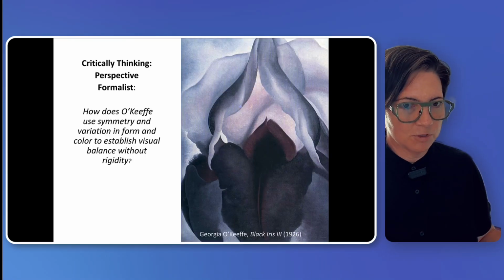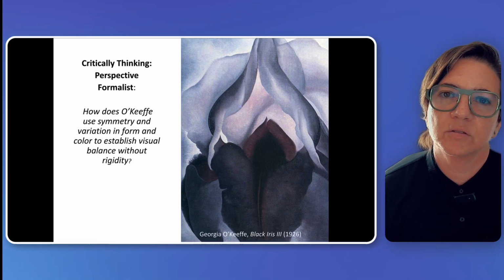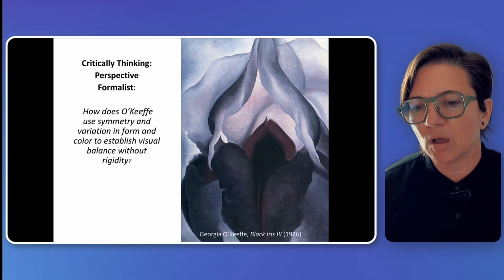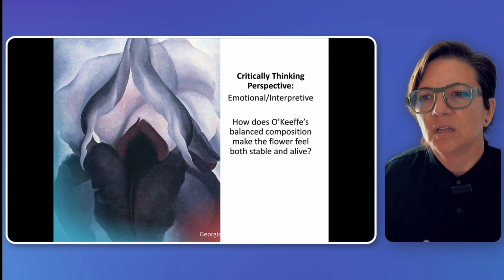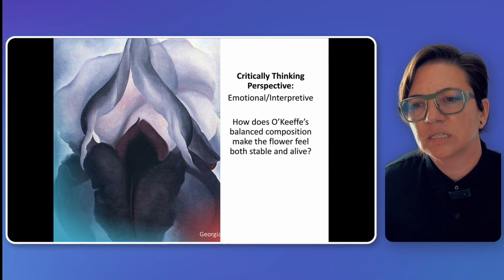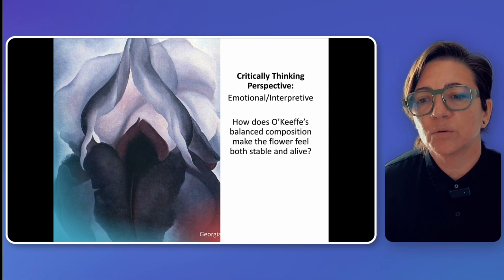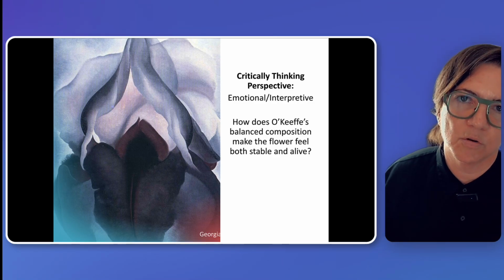O'Keeffe's formalist perspective would be, how does O'Keeffe use symmetry and variation in form and color to establish visual balance without rigidity? In an emotional interpretive perspective, we would ask, how does O'Keeffe's balanced composition make her flower feel more stable or more alive?